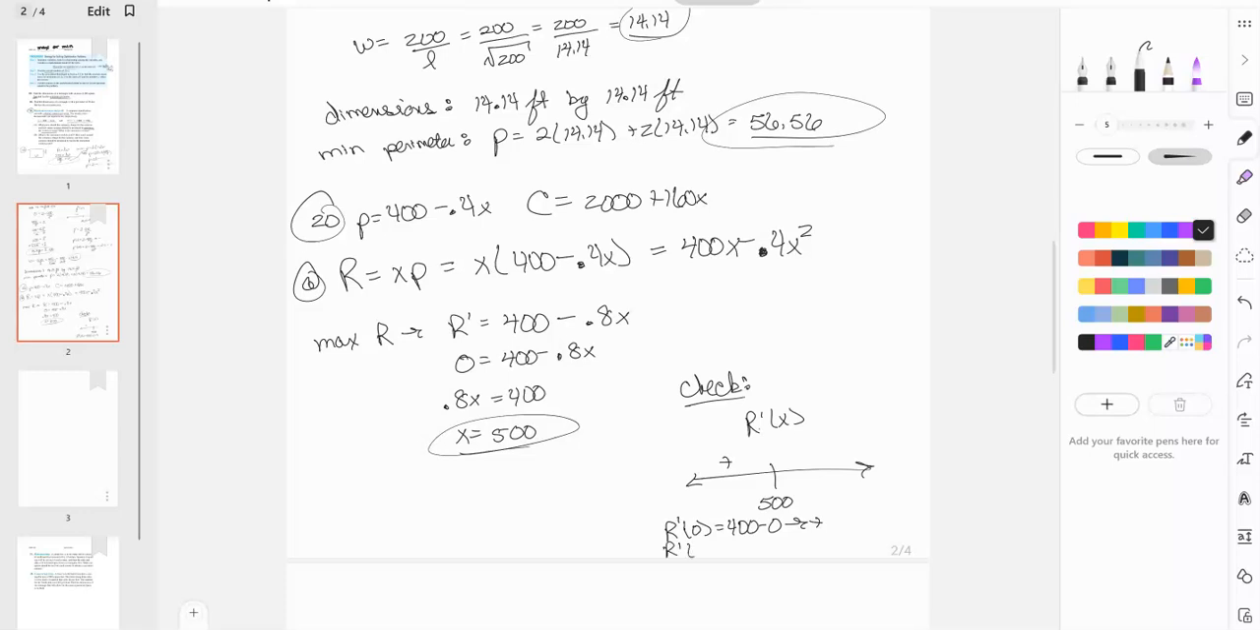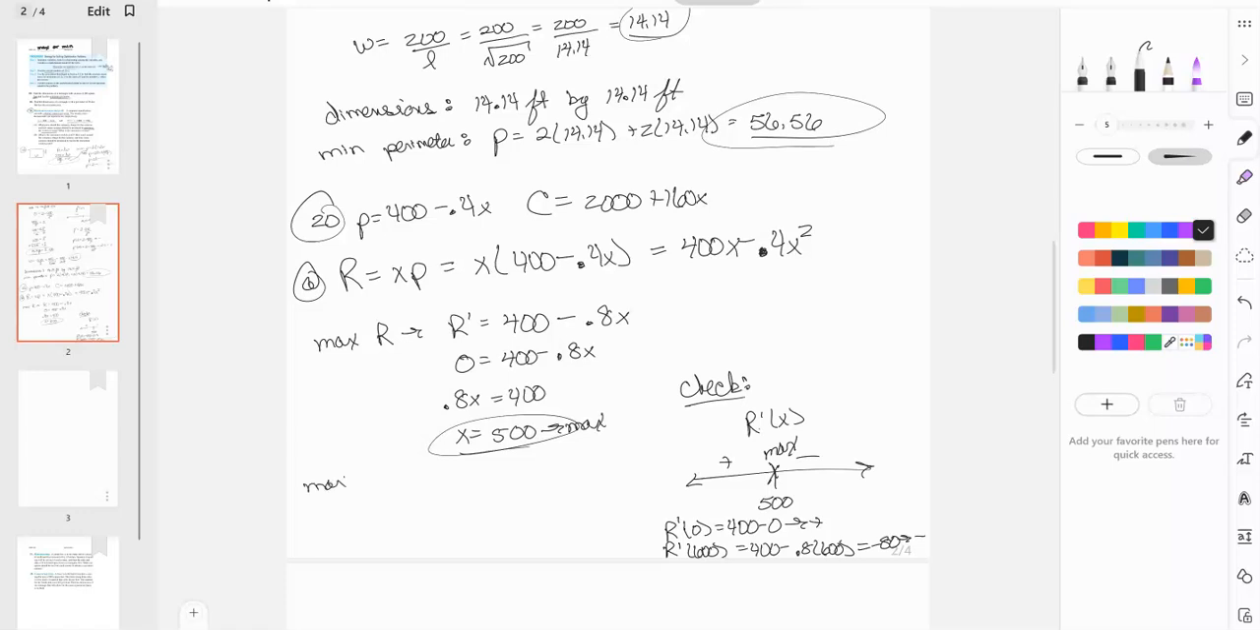And then after 500, maybe I plug in 600. I might get 400 minus 0.8 times 600. And that's going to be a negative value. Negative 80. And once again, we don't care about the number, we just care about the sign. So we're increasing and then we're decreasing, which means that this guy has to be a maximum. So that confirms this is a max.